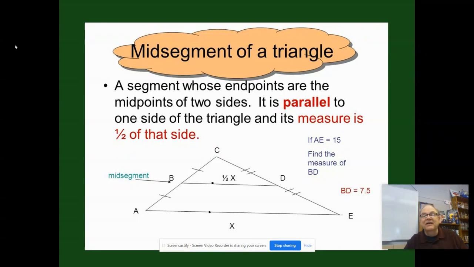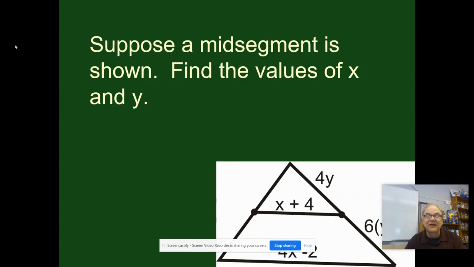So a midsegment, the key thing is that it connects the midpoints of two sides of a triangle. So you go from halfway across one side to halfway across the other side of a triangle. It always ends up being parallel to one of the sides, and it'll be half as big as one of the sides of the triangle.